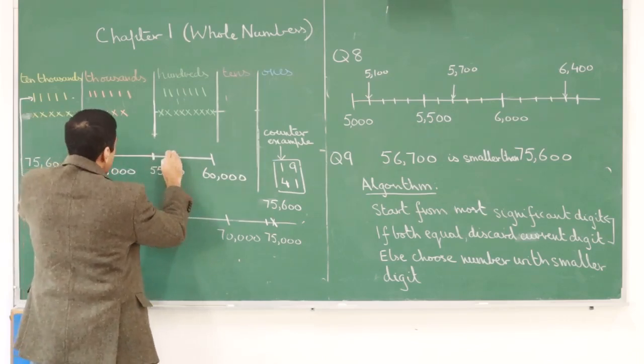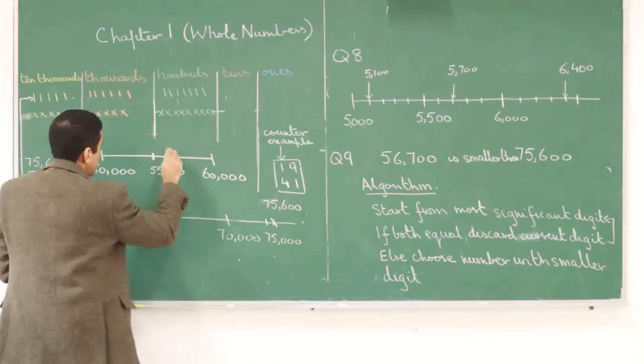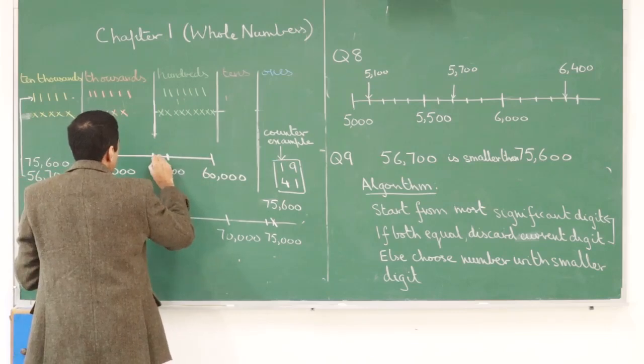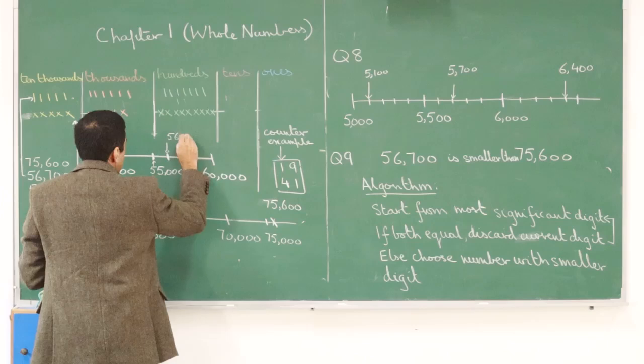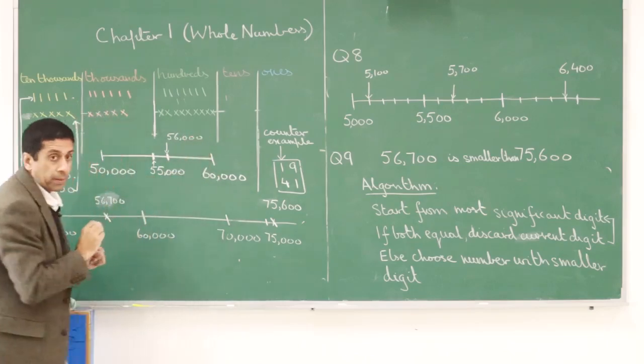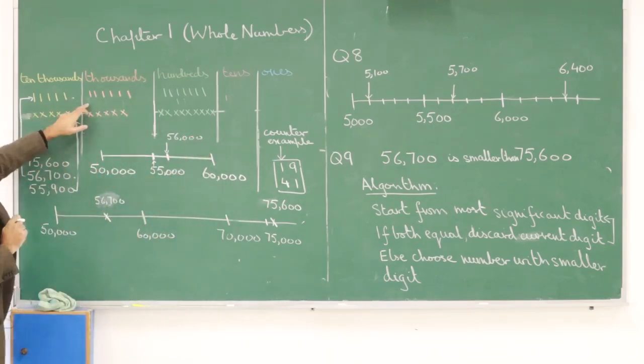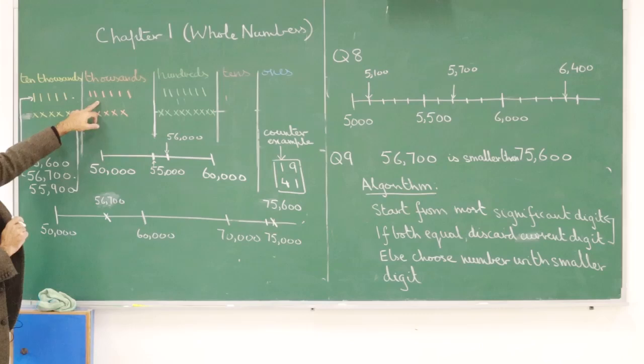This is 56,000. Right? So this is 55,000 and this is 56,000. Okay? So I already know, when I look at this top number, what do I know about it?